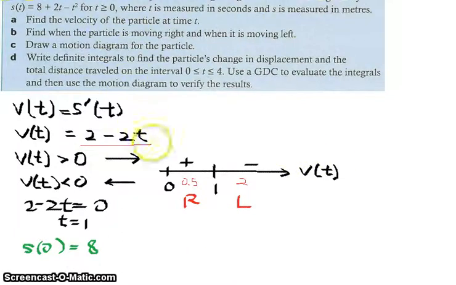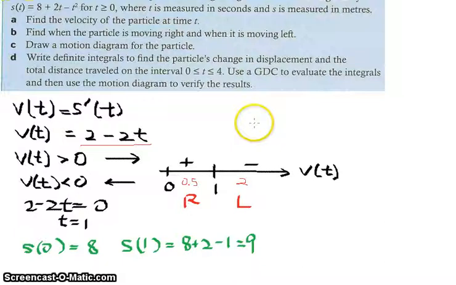And let's find a few more points. So since my other special value is when t is equal to 1, from the previous part, let's find what exactly my displacement of my particle is when time is equal to 1. So let's put that in. So 8 plus 2 and then minus 1, which is equal to 9. Alright, so now I have a better idea of the displacement of my particle at this time.